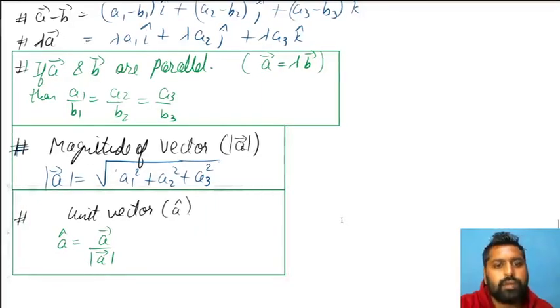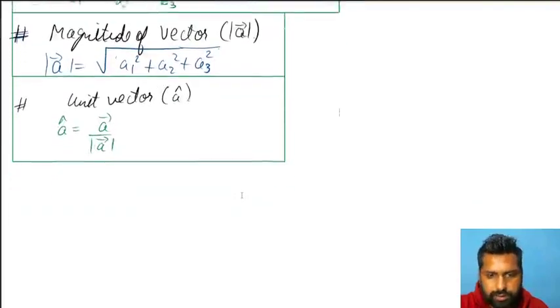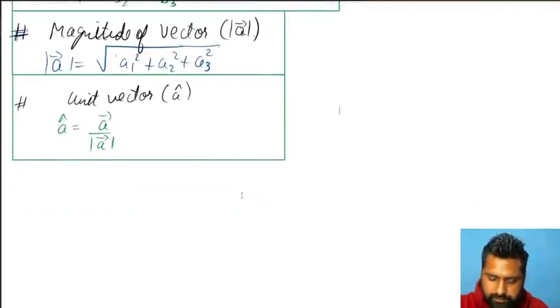All right. Unit vector, magnitude of a vector, we know how to calculate. Parallel, they are or not, now we have done that. Perpendicular will come later. All right, this is done, this is done.